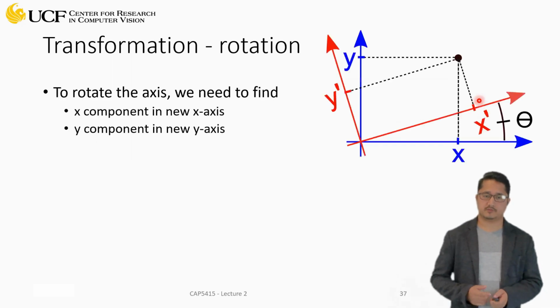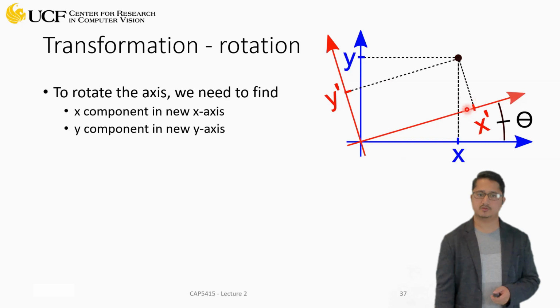So what we'll have to do is, first we need to find out what is the component of this vector v in this new axis, which is x prime, and what's the component along y prime. Okay. So the x component in the new x-axis will be starting from this location all the way up to here, right? And the y component is going to be starting from this all the way up to this point.